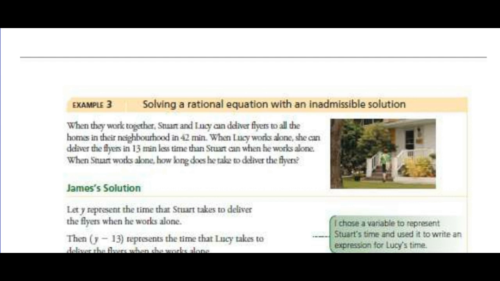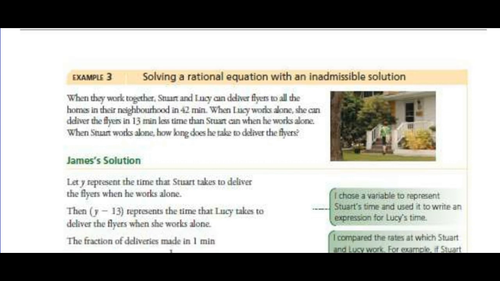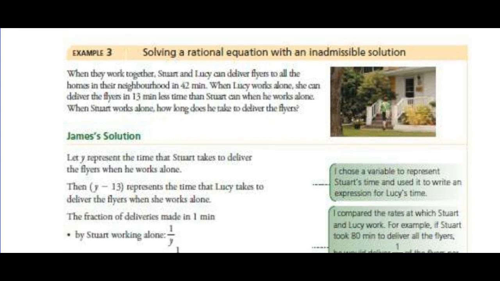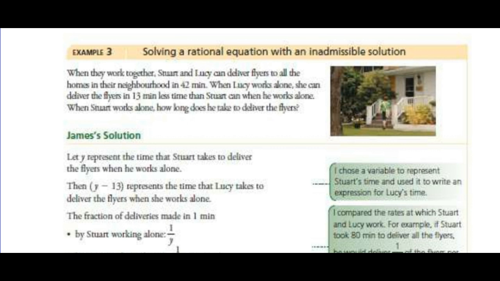Solving a rational equation with an inadmissible solution. So we know this is going to have a solution which isn't going to work. Let's see. When they work together, Susan and Lucy can deliver flyers to all the homes in their neighborhood in 42 minutes. When Lucy works alone, she can deliver the flyers in 13 minutes less time than Stuart can when he works alone. When Stuart works alone, how long does he take to deliver the flyers?